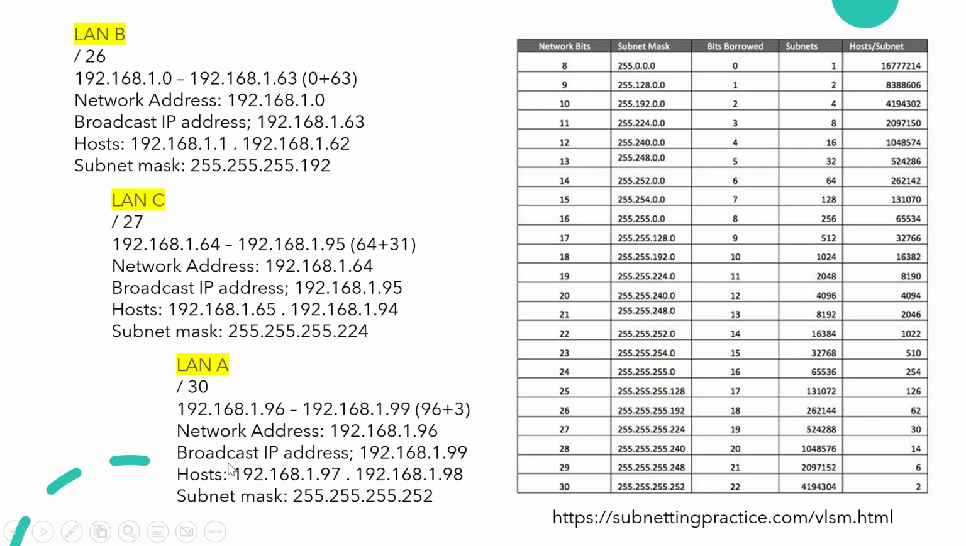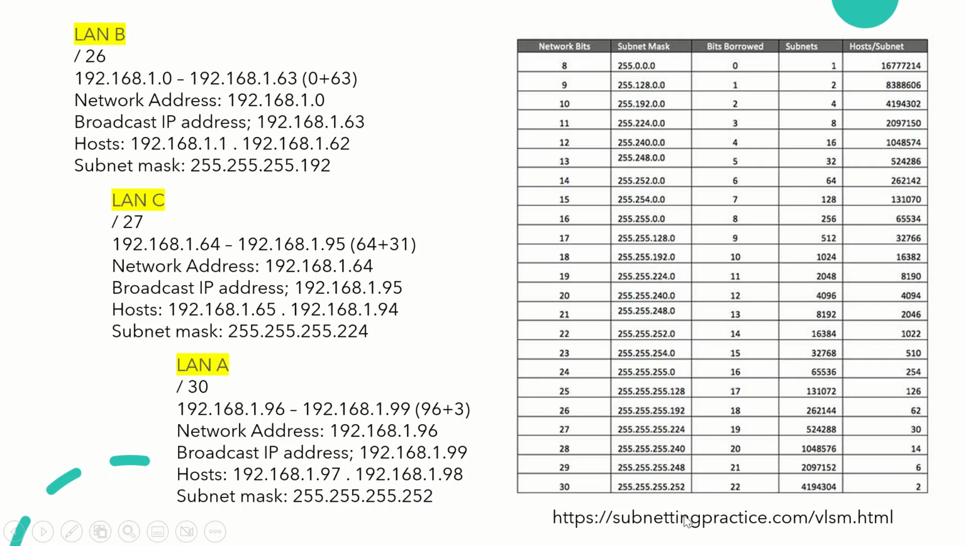The subnet mask is 255.255.255.252, and the network address runs from 192.168.1.96 to 99. This one is the network address and this one is the broadcast IP address, and I only need these 2 IP addresses for the 2 interfaces of these 2 routers.